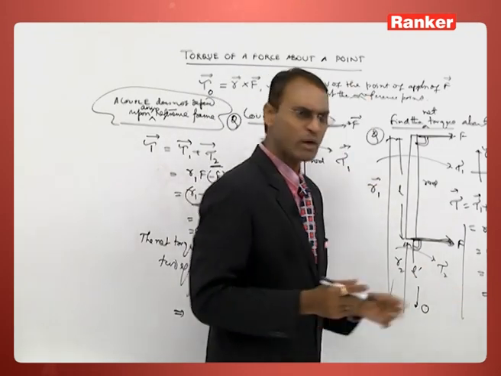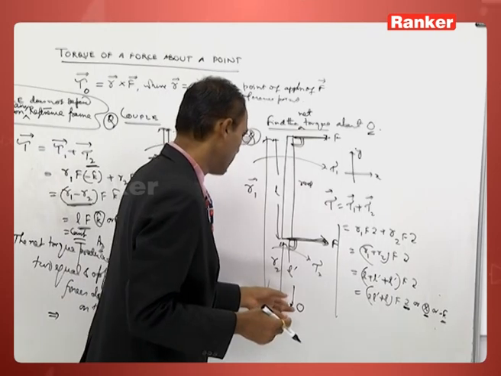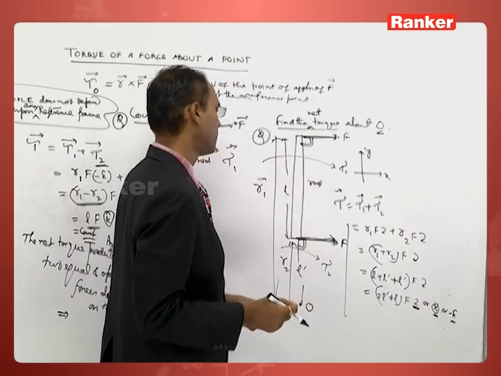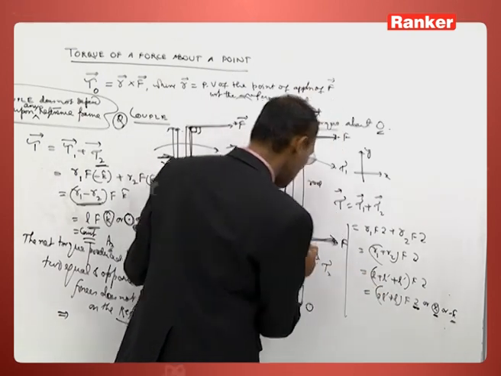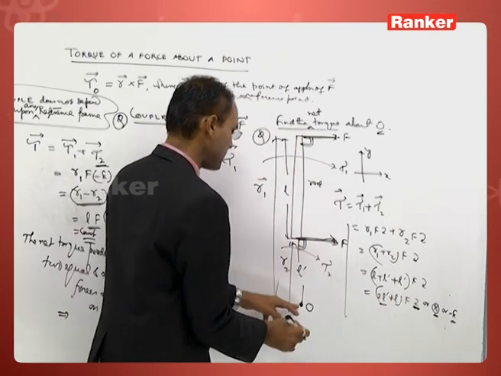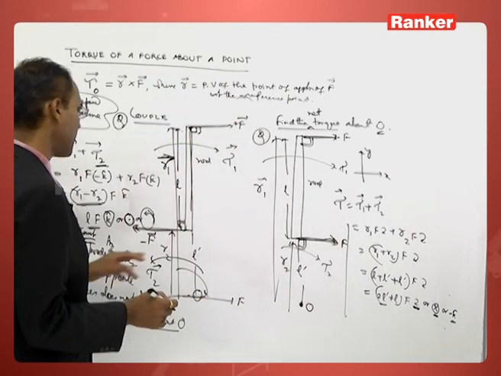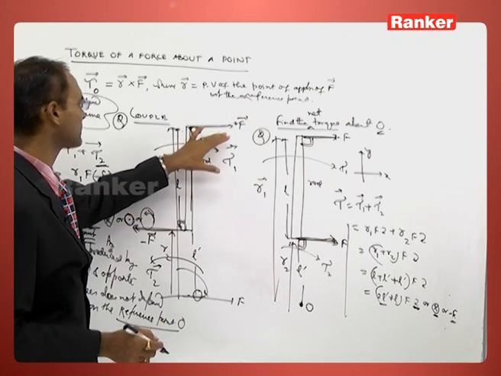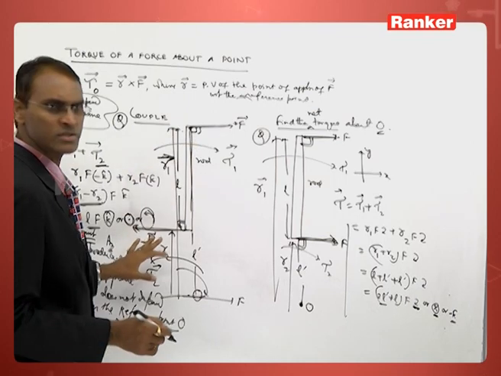And from this example, what did you understand? The torque produced by two equal forces depends upon L dash, where exactly you have kept the reference point. The torque here depends upon the reference point. Here torque doesn't depend upon the reference points, except in this case where the forces will be equal and opposite.